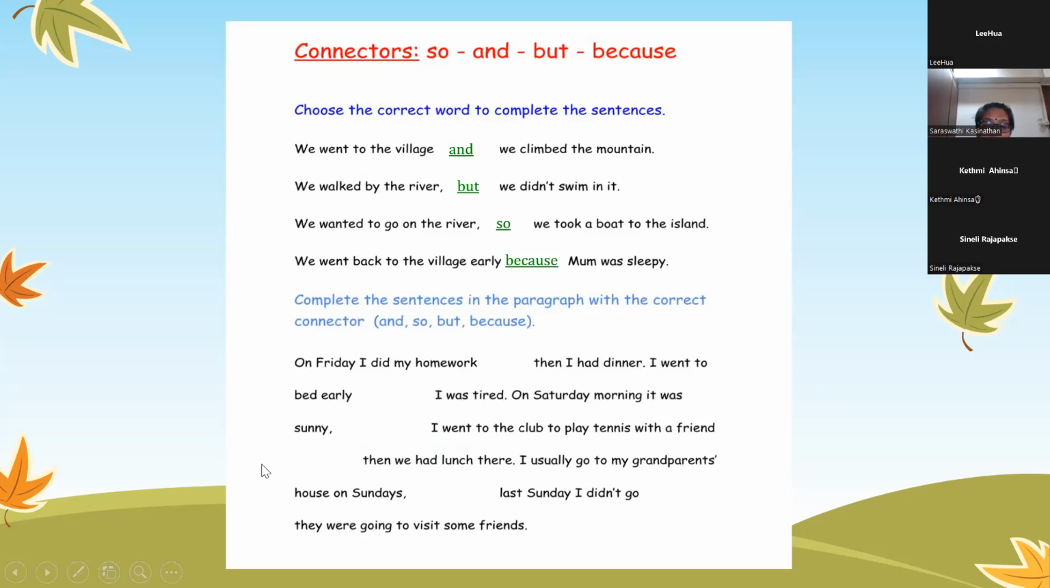On Friday, I did my homework and then I had dinner. I went to bed early because I was tired. On Saturday morning, it was sunny, so I went to the club to play tennis with a friend. But then we had lunch there. I usually go to my grandparents' house on Sundays. But last Sunday I didn't go because they were going to visit.